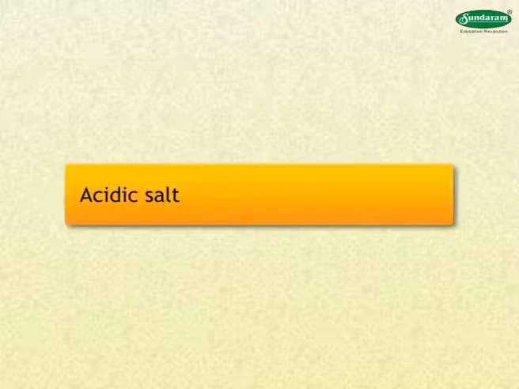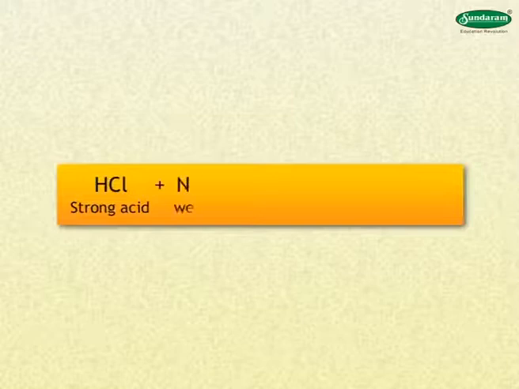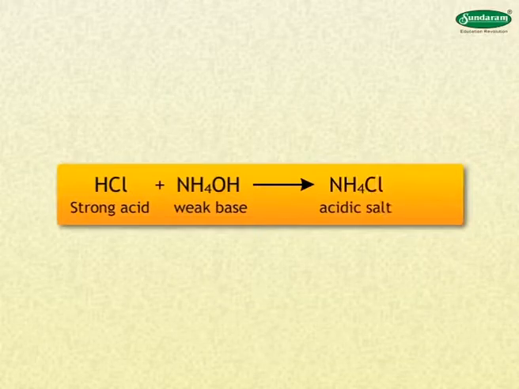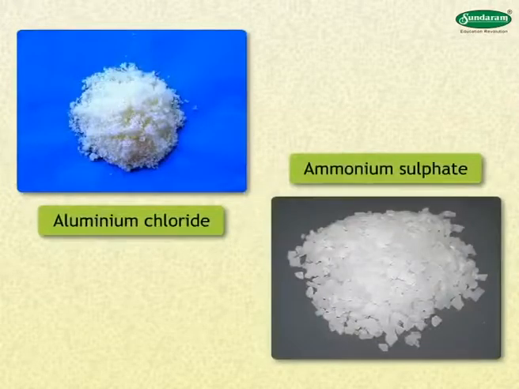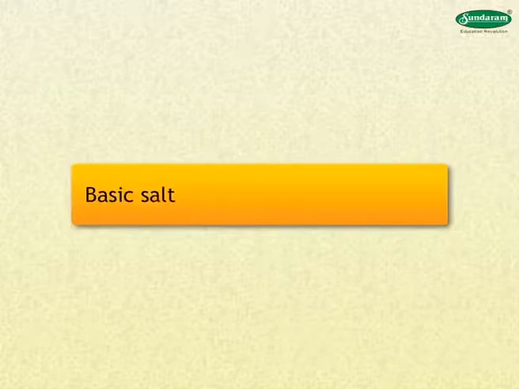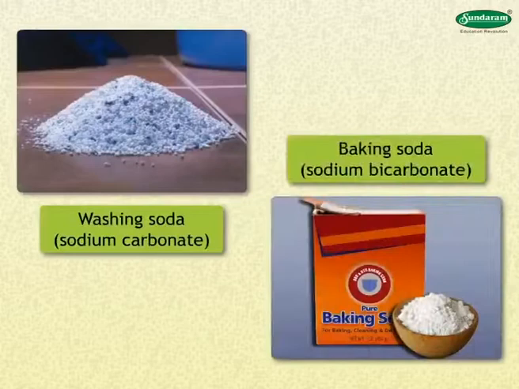Acidic salts. Salts formed as a result of chemical reactions between a strong acid and a weak base are acidic. When hydrochloric acid, which is a strong acid, reacts with ammonium hydroxide, which is a weak base, it gives ammonium chloride, which is an acidic salt, and water. Aluminium chloride and ammonium sulfate are also acidic salts. Basic salts. Salts formed as a result of a reaction between a strong base and weak acid are basic salts. Washing soda, that is sodium carbonate, and baking soda, that is sodium bicarbonate, are basic salts.